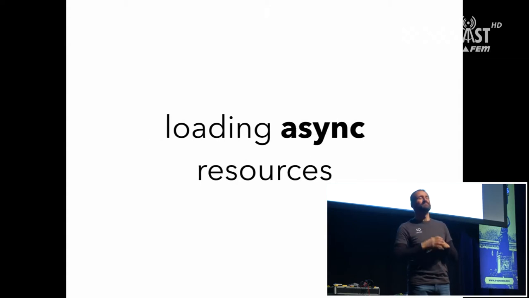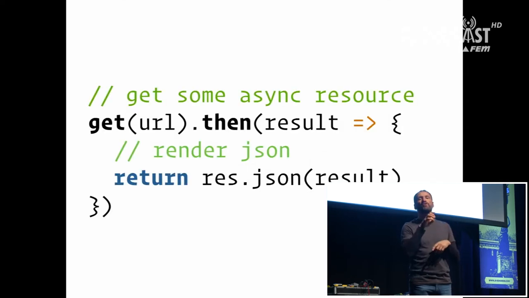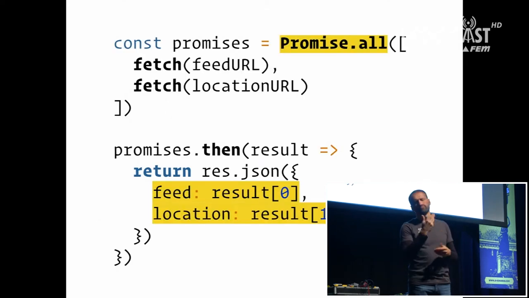So the first thing, let's look at how one would load async resources using Node.js. The first thing you would have to do is reach for a URL, get a result, and render it on the screen. Super easy. I know this thing is happening asynchronously. If I want to load more than one resource at a time, I can fetch a URL from my feed service, fetch another URL from my location service, and then just wait on those two promises, combine the results, and send them down to the clients. So if you know how to do this, you know 80% of everything that you need to know to create a BFF with Node.